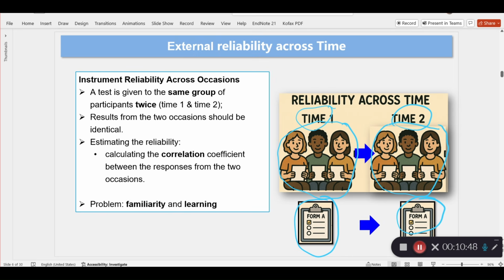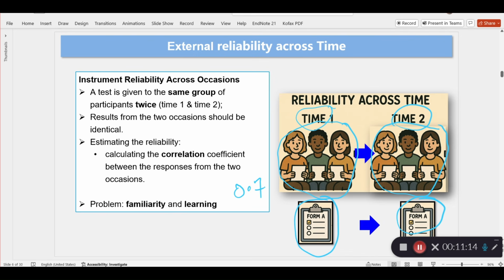And then if there is no, that provides some kind of evidence supporting reliability across time. But importantly, you would need to look at the correlation between them, and hopefully the correlation is at least above 0.7. And this 0.7 also applies to reliability across test forms that I just mentioned before. However, as you can imagine, there are two issues with this kind of reliability estimation.